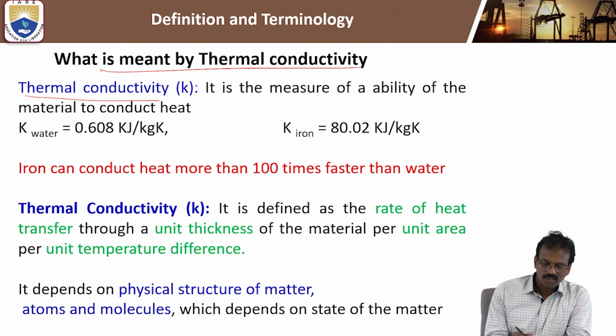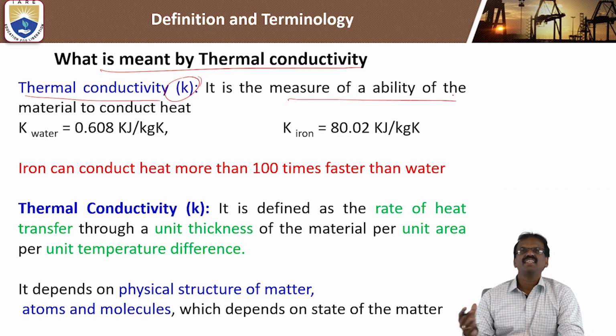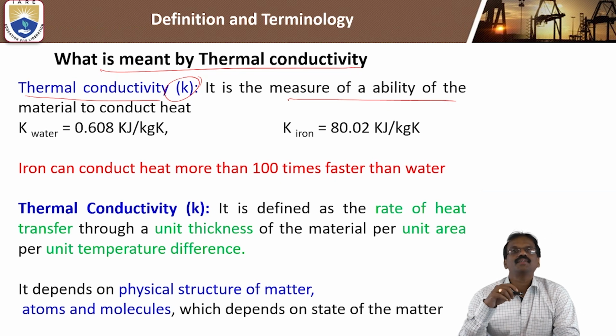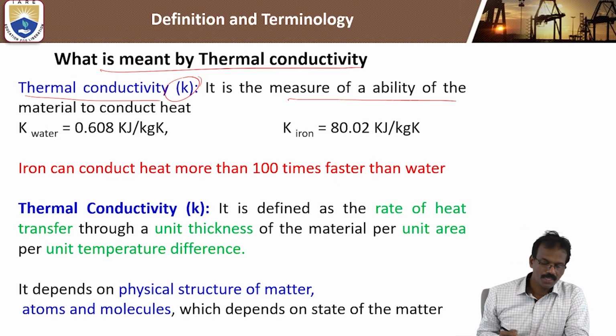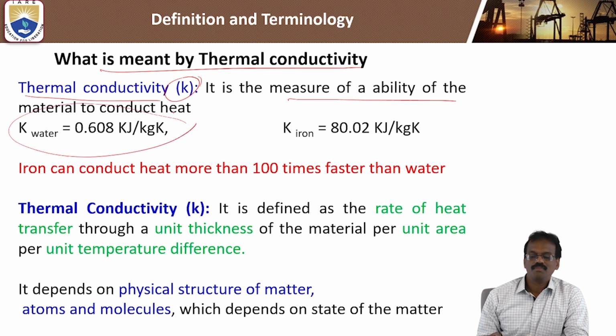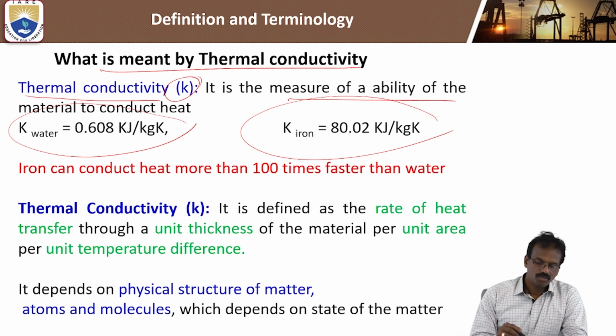So what is thermal conductivity? It is represented by K. I think it was explained in the last class also. It is the measure of the ability of a material to conduct heat. Cp is the ability of a material to store heat energy. So thermal conductivity of water is very less, but the thermal conductivity of iron is very high. For fluids, conductivity is very less.